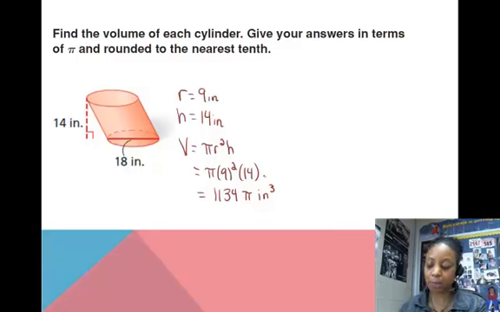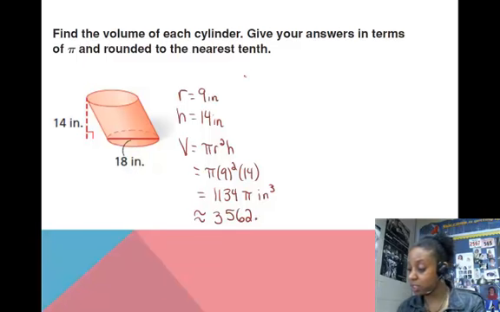So that's the answer in pi. If we multiply times pi, we can say that it is approximately 3,562, round to the nearest tenth, so 0.6 cubic inches. So we just found the volume of that cylinder.